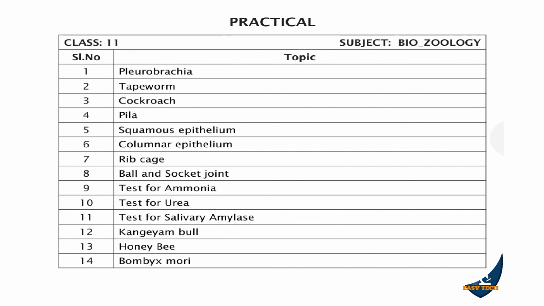Sixth one, columnar epithelium. They can keep a picture for you, or if not, they will keep the slide. Seventh one, rib cage. If there is no rib cage picture, look at a skeleton if you have one; the rib cage can also be kept. Eighth one, ball and socket joint. A skeleton can be kept, or a picture. 9th one, test for ammonia, 10th one, test for urea, 11th one, test for salivary amylase.